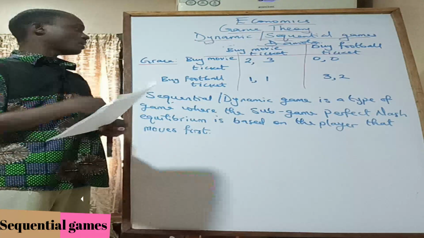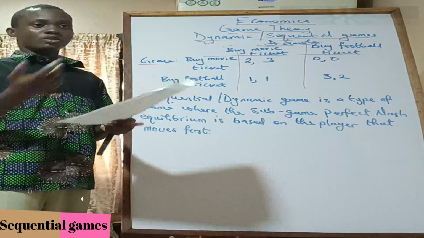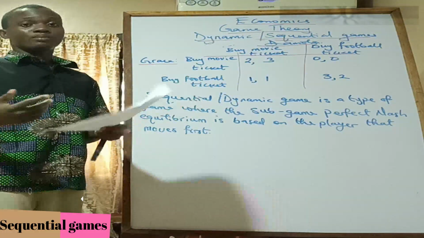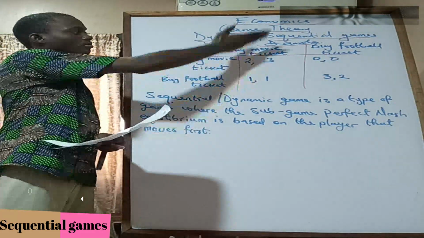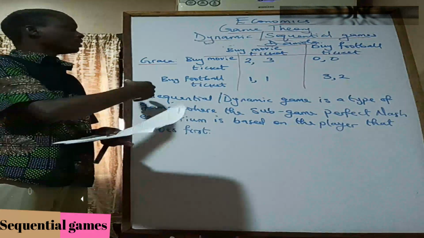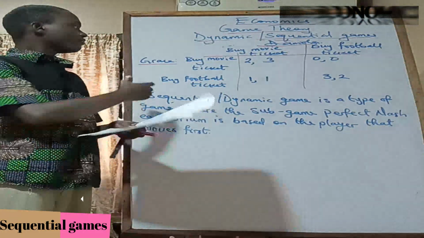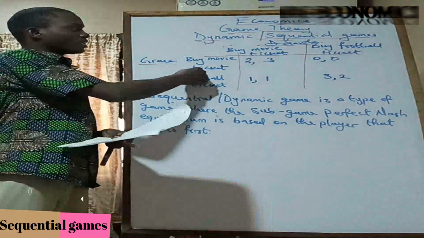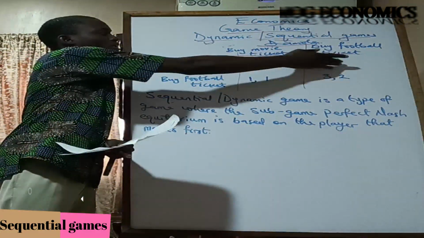Two players, Damola and Grace. They have two strategies. Each of them is to choose between buying a movie ticket and buying a football ticket. If Grace buys a movie ticket and Damola buys a movie ticket also, then Grace gets a payoff of two, Damola gets a payoff of three. If Grace buys a movie ticket and Damola buys a football ticket, Grace gets zero, Damola gets zero.